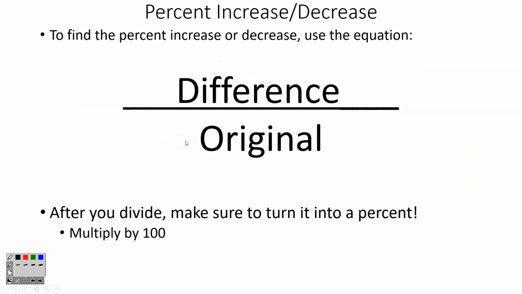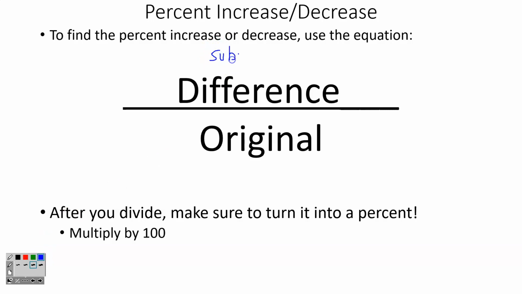And this part is very important. This is probably the most missed question on the feedback for this unit: people forget how to find percent increase and decrease. So I would encourage you at home, write this down and memorize it. How to find it is difference divided by original. The word difference in math means I need to subtract.